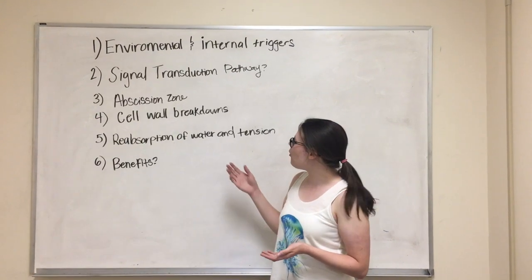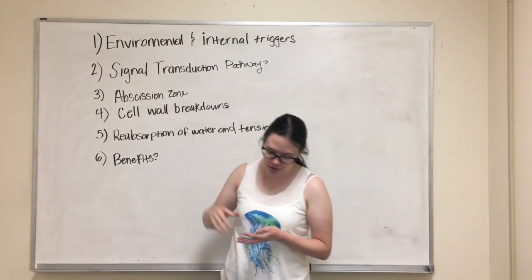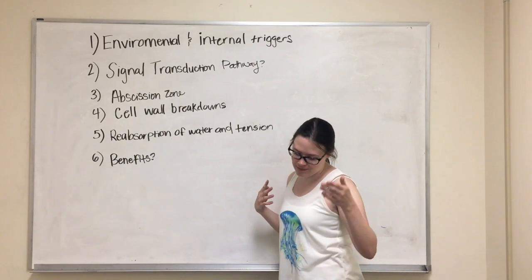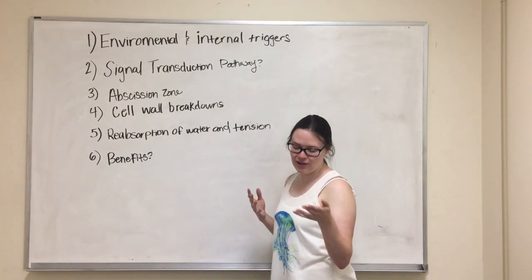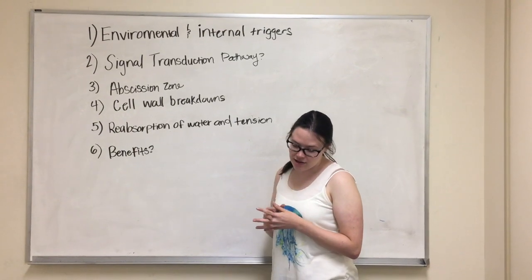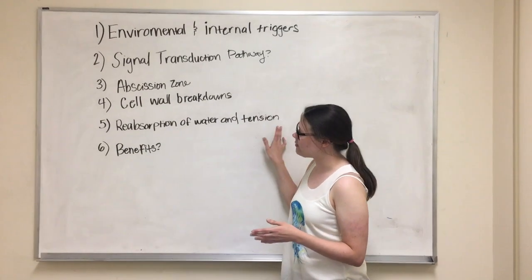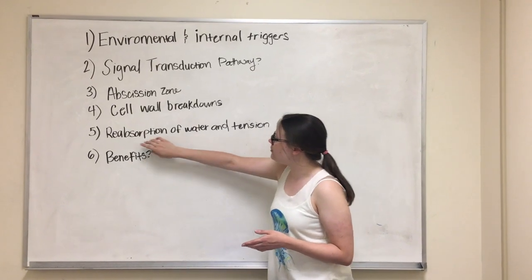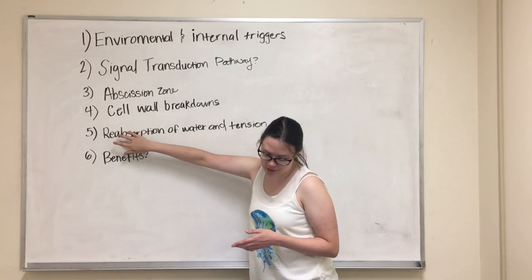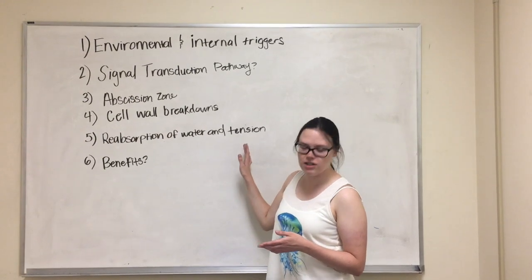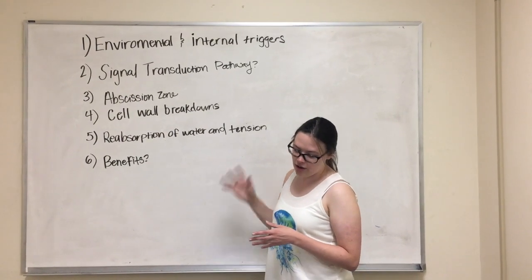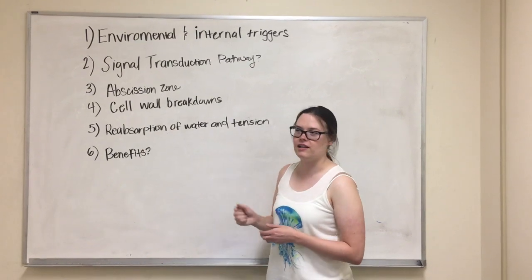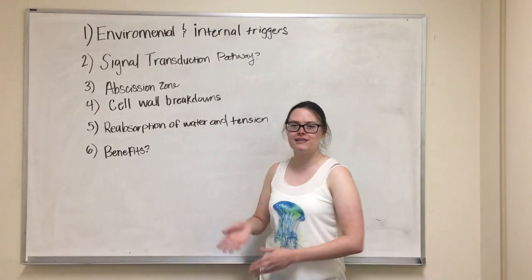And once the cell wall is weakened due to interactions with the pectin methylesterase and polygalacturonase enzymes, the plant organ is finally separated from the stem as the reabsorption of water and increased tension on the stele causes the last remaining connective tissue to break, resulting in what you may know as leaf fall.